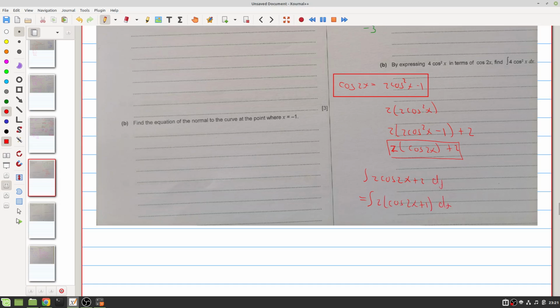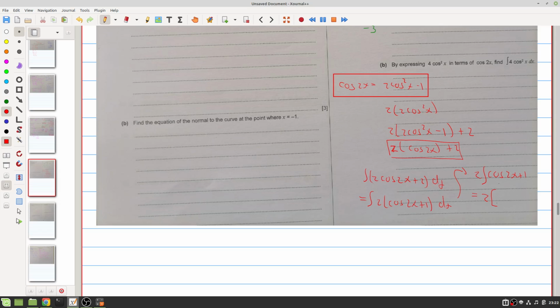Remember to write with respect to x. So then the 2 can go out to the front. We have 2 times the integral of cos 2x plus 1. But this is not necessary, I just prefer doing that. I like factorizing when I can. It usually simplifies matters.